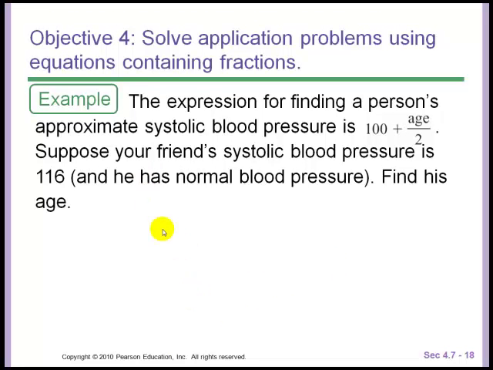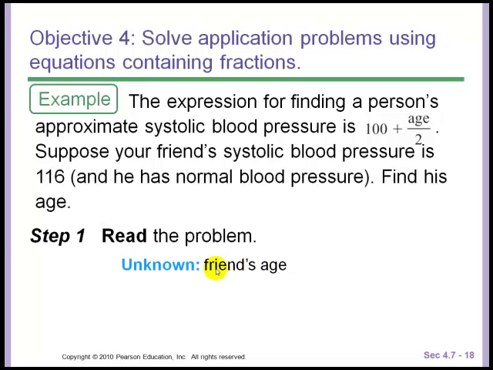Lastly, solve application problems using equations containing fractions. The expression for finding a person's approximate systolic blood pressure is 100 plus age divided by 2. Suppose your friend's systolic blood pressure is 116 and he has normal blood pressure. Find his age. First, read the problem.